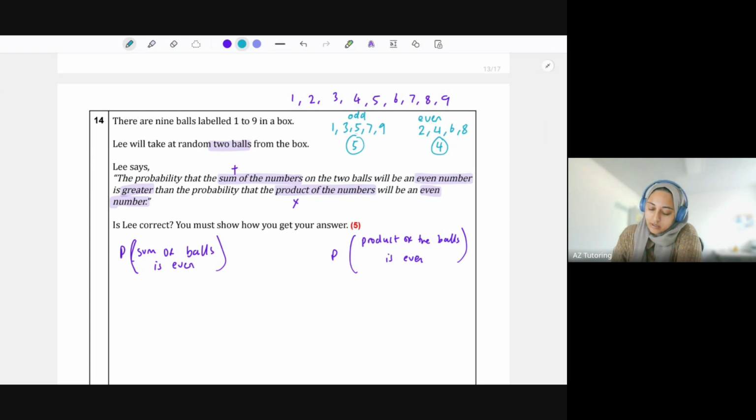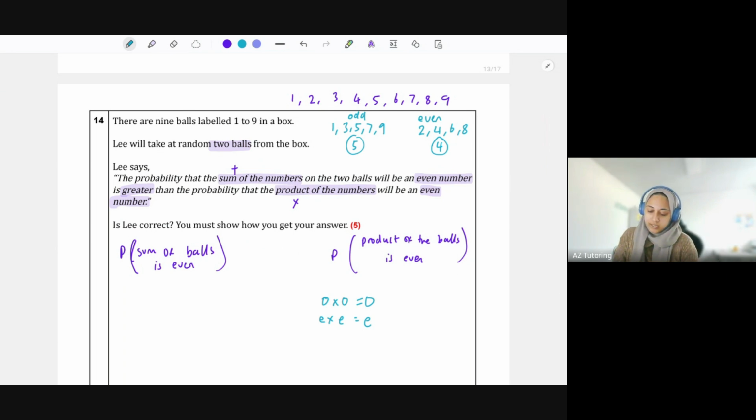If I times two odd numbers together, so if I get odd and odd, let's try two numbers, what happens? 1 times 3 is 3. Try another one. 1 times 9 is 9. 3 times 9 is 27. So yeah, odd times odd will always give me odd. If I do even times even, 2 times 4 is 8, so that gives me even. 2 times 6 is 12. 8 times 6 is 48, so I'll always get an even number.